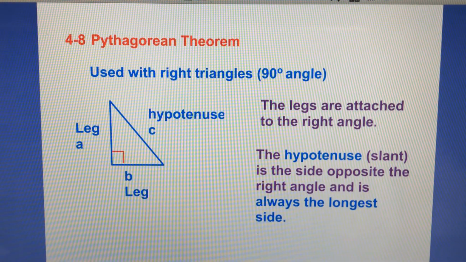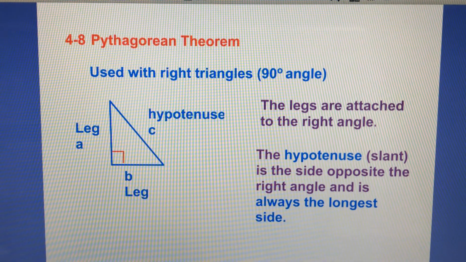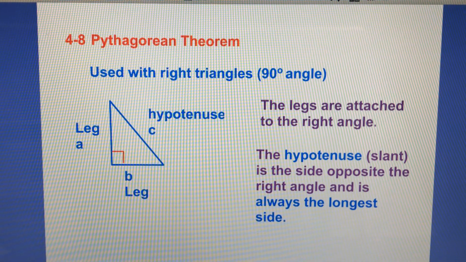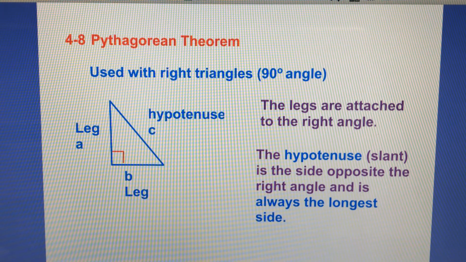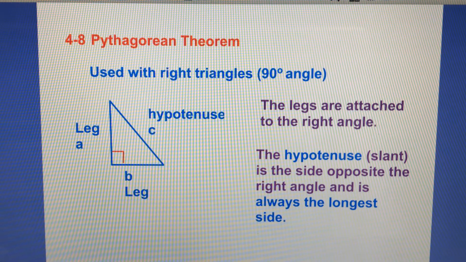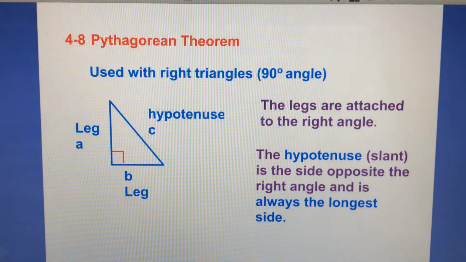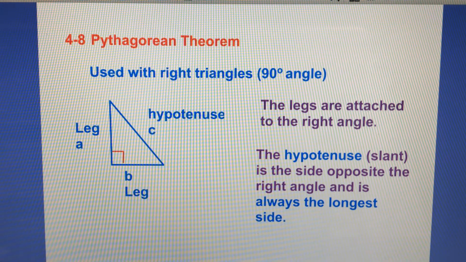Let's look at the Pythagorean Theorem. This is probably one of the most used formulas and theorems in all of math that you will experience. So please make sure you understand it as we go through it. It is used with right triangles. A right triangle means that there is a 90-degree angle inside the triangle.